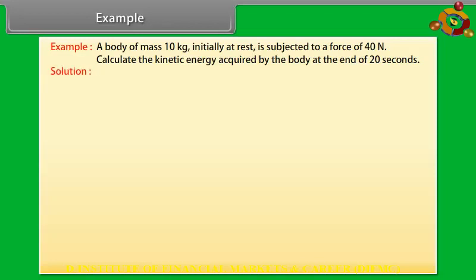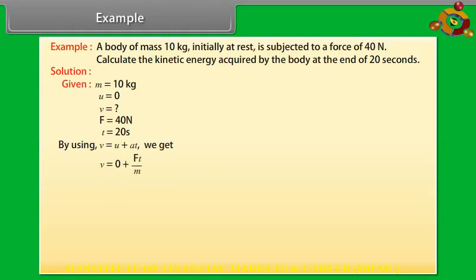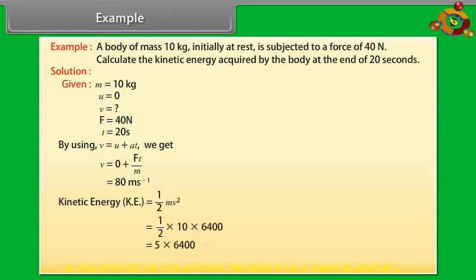Let's see the solution. Given values are m is equal to 10 kg, u is equal to 0, F is equal to 40 Newton, t is equal to 20 seconds. By using v is equal to u plus at, we get v is equal to 80 meter per second. Kinetic energy is equal to half mv square. On calculating, we get kinetic energy is equal to 32,000 joules.